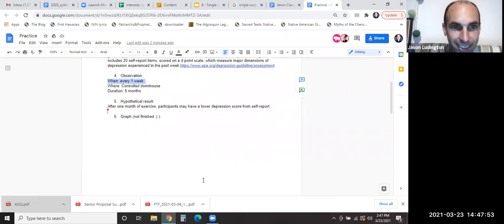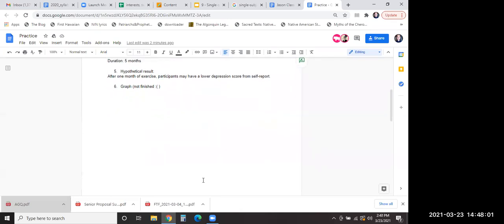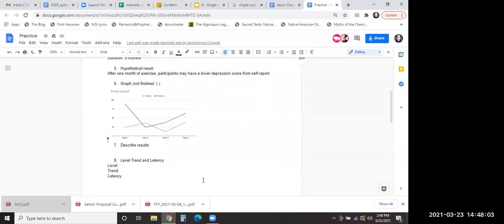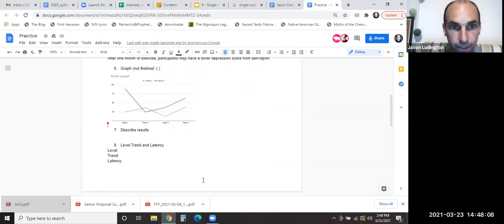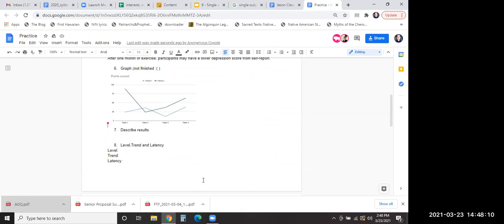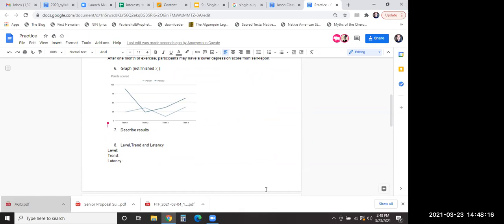Great. Our hypothetical result is that after 1 month of exercise, the participants have a lower depression score from self-report, and we expect that to continue and remain stagnant to a point. But we can't really show the graph because I don't know how to edit what's on the graph. A graph has spontaneously appeared here on my screen. It's not finished. We don't know how to change just the variable. It's the beginning template. I don't know how to change it.